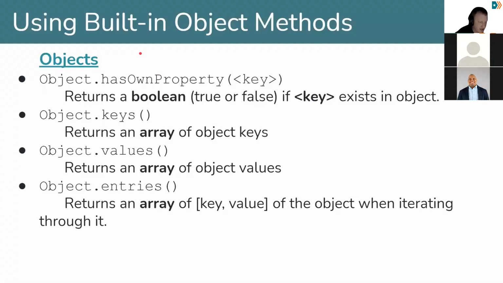So again, we have built-in methods for an object, well, for a data type, right? So let me turn this off.